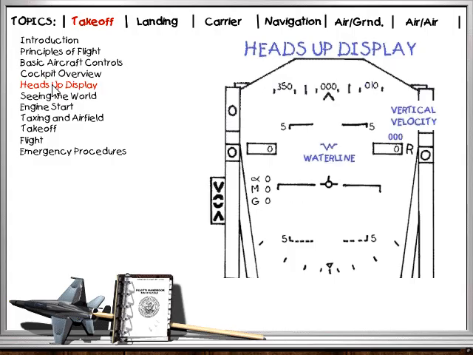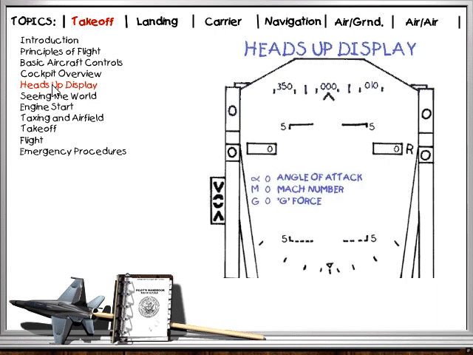Vertical velocity, used as an aid in landing the aircraft, is indicated on the right-hand side of the HUD above the altitude box. The aircraft waterline is displayed when the gear are down as a small W symbol. The waterline represents the aircraft's center line. By definition, the location of the waterline on the HUD is fixed and does not vary.